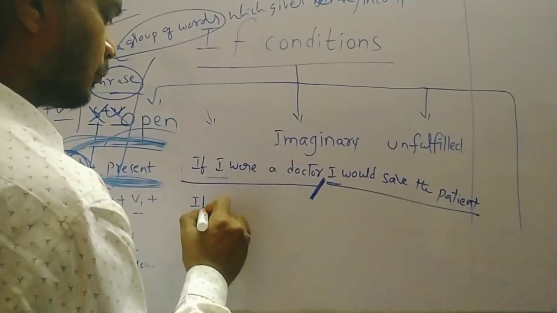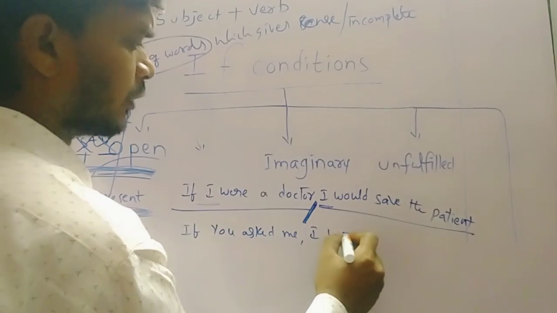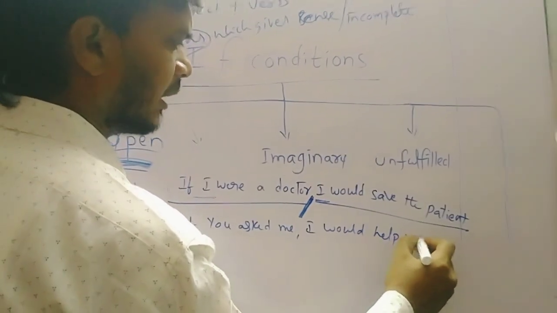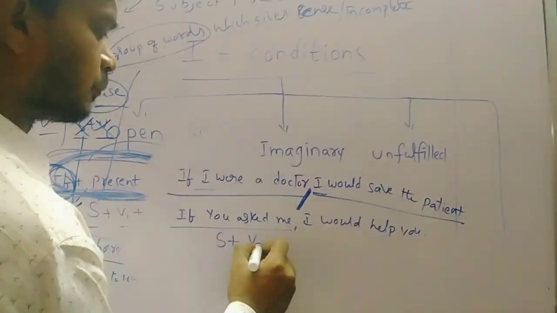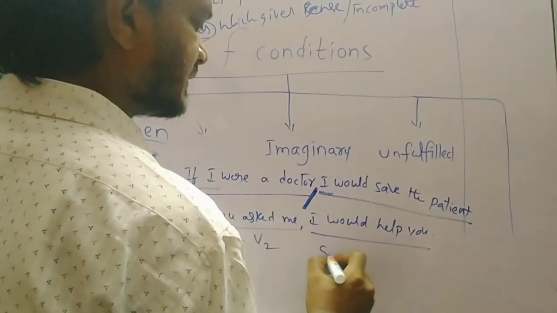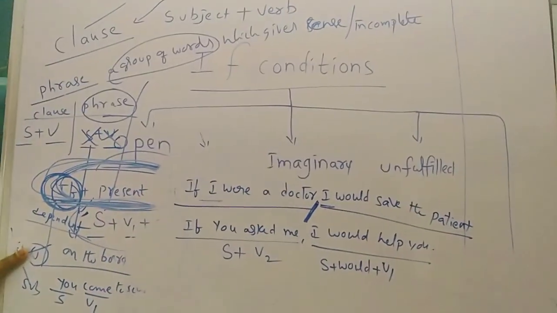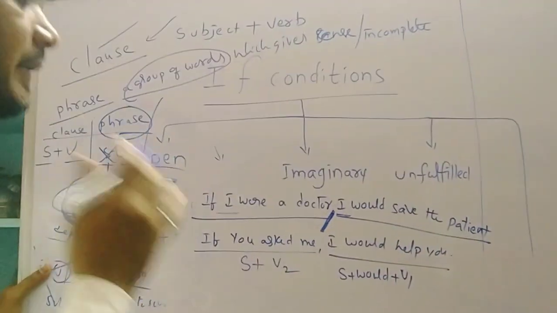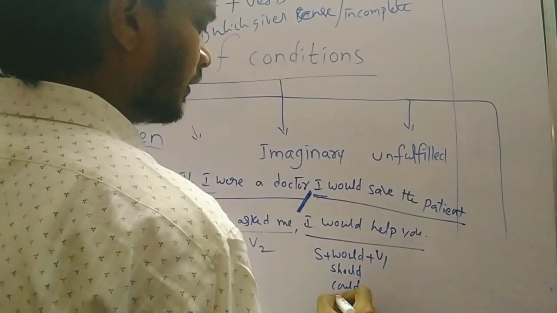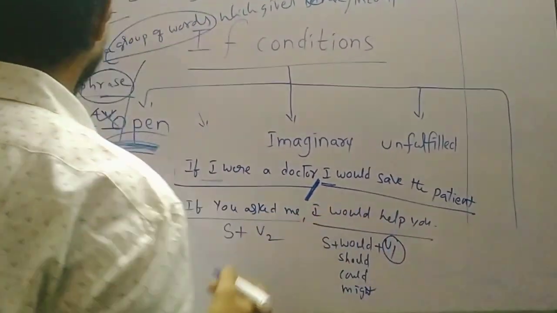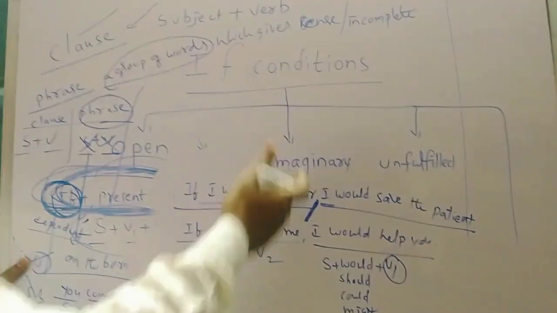One more example: if you asked me, I would help you. If you take this particular sentence, the if clause is in the past simple tense, whereas the main clause is in the conditional present simple, future past, we can say that. Subject plus would plus V1 plus object. Even here we can write would, should, could, might. After that V1 should be written. Okay, fine. This is the basic structure of imaginary condition.